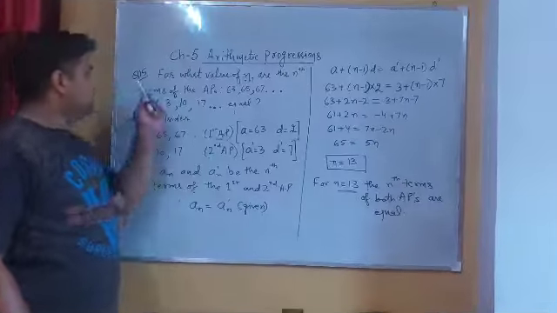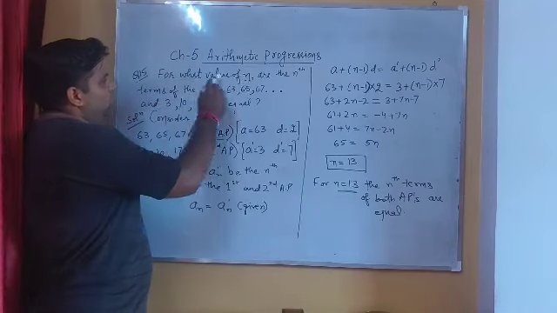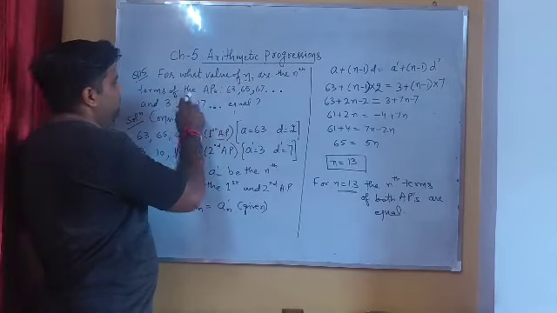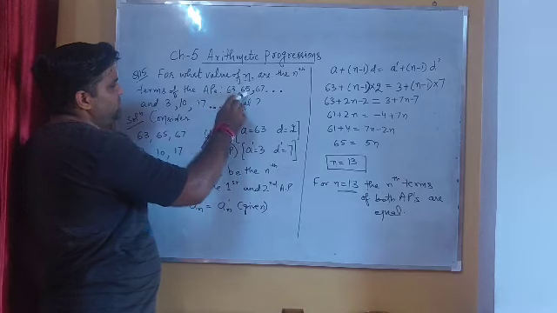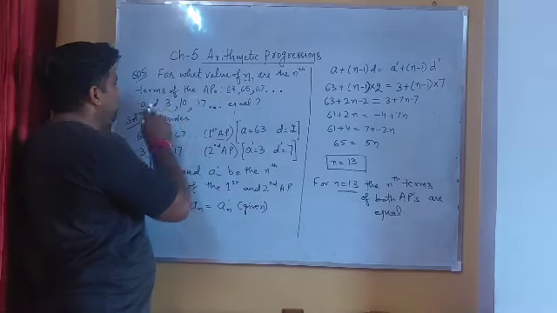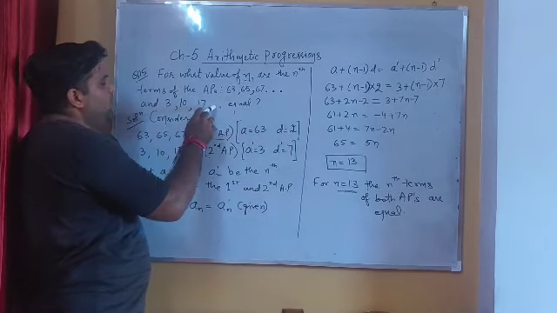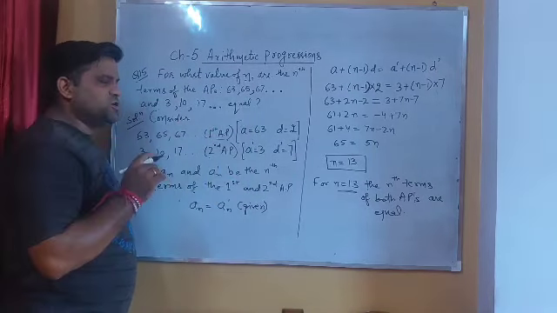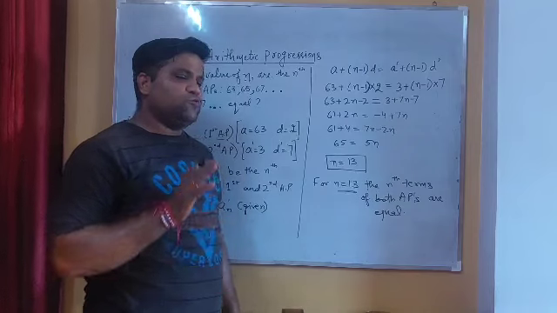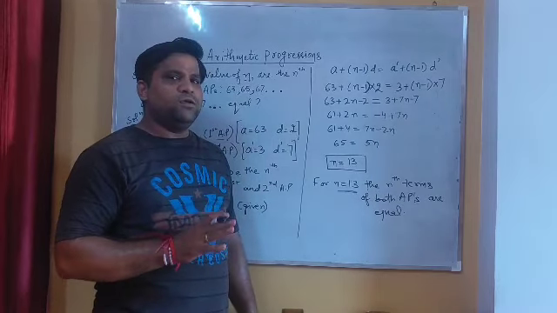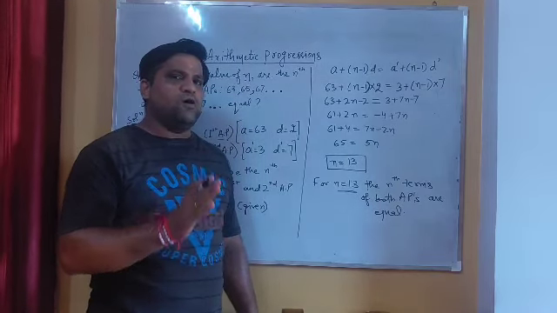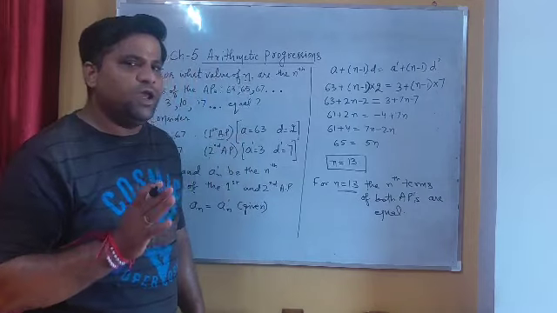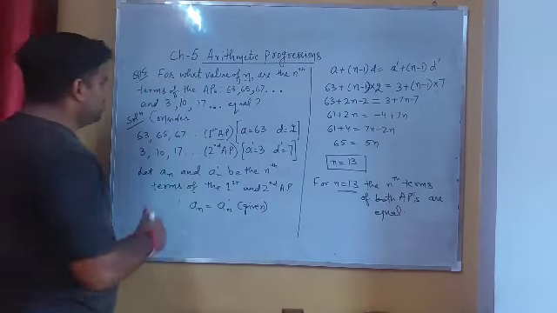Let us come to question number 15. For what value of n are the nth terms of the APs 63, 65, 67 and so on, and 3, 10, 17 and so on equal? Here in this question we have two APs. We have to find at what value of n the nth terms of both APs will be equal. So let us come to the solution.